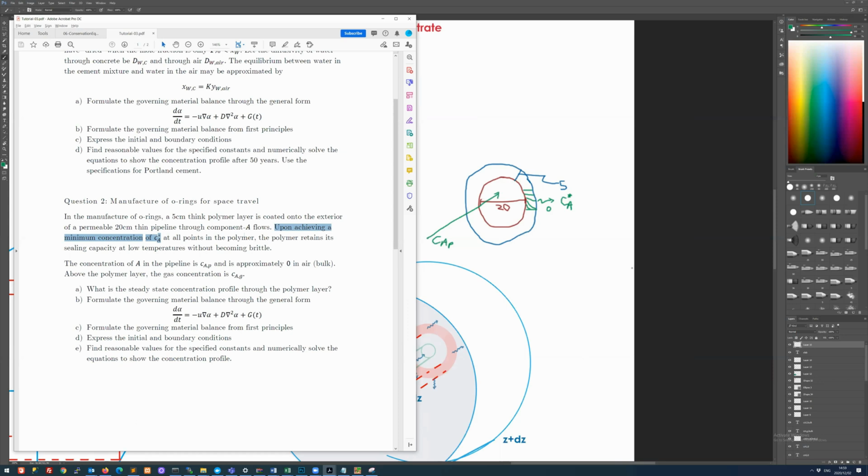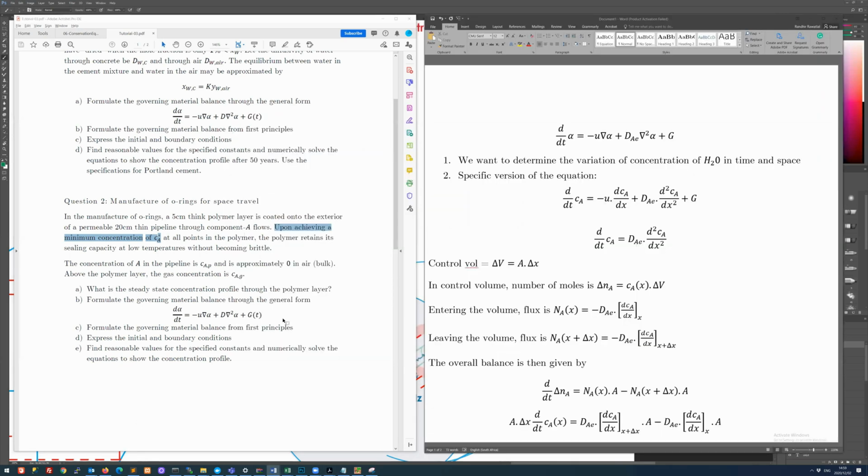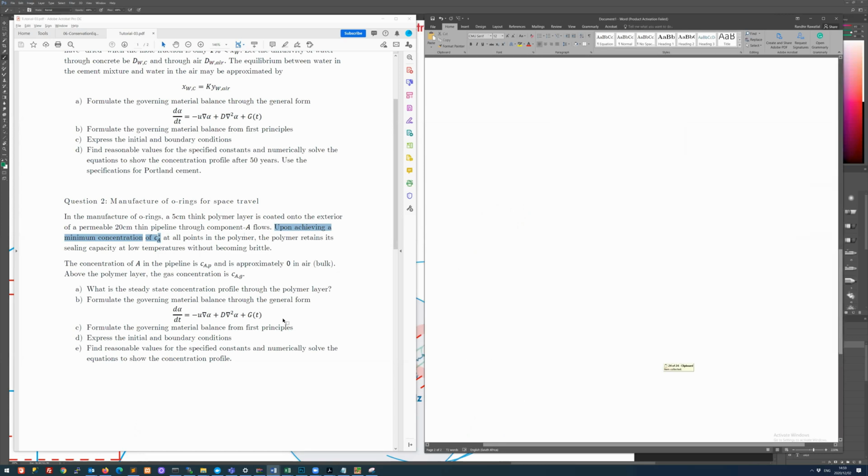So the first question: what's the steady state concentration profile through the polymer layer? We've sketched out some ideas for that here. And then formulate the governing balance through the general form. So again, we start out with our most general balance, and let's just copy that. Now clearly we are doing a material balance, so alpha is C.